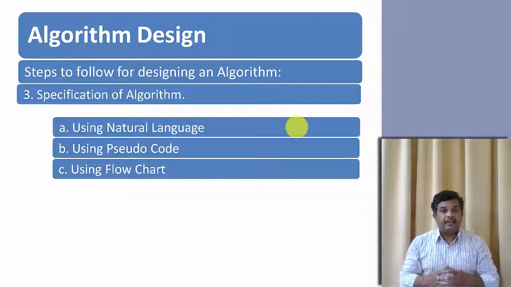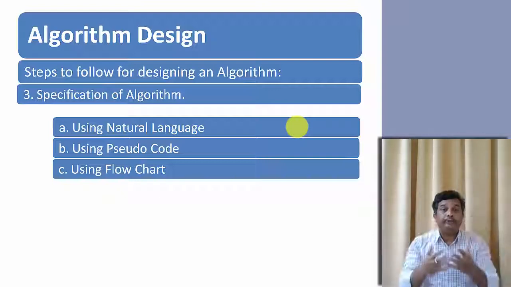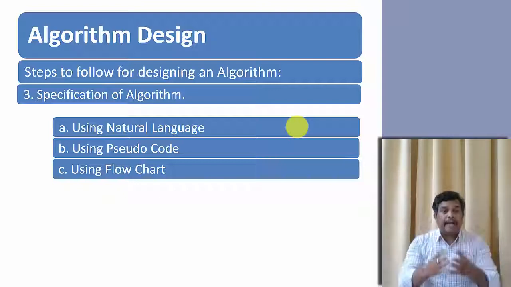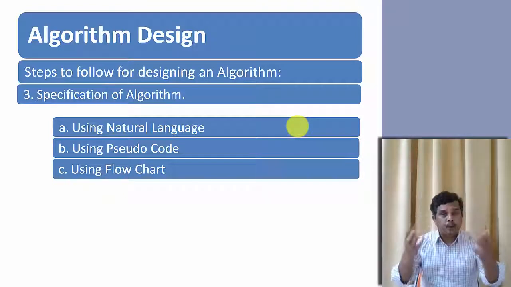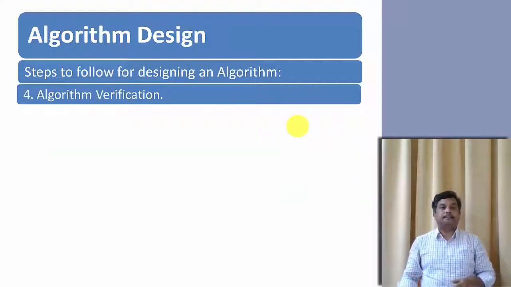The next step is regarding specification of an algorithm. When we want to specify an algorithm, it means we want to express the algorithm in the form of natural language, or in the form of pseudocode, or in the form of a flowchart. I hope you know about this, so I am not elaborating much on it.